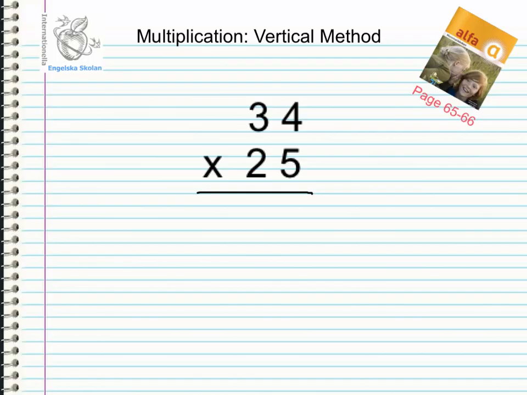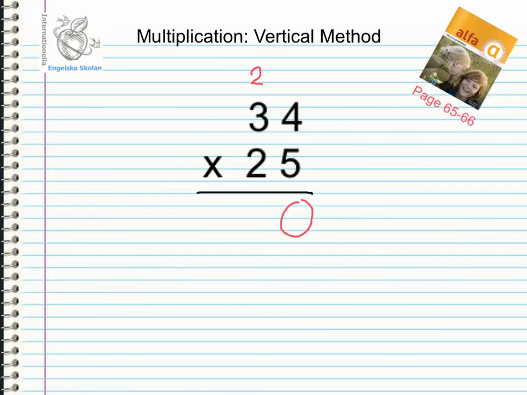So we're going to start with the unit times the unit. 5 times 4 equals 20. Now 20 has 0 ones, so we can put down 0 here. And I'm going to have to carry the two tens up to the next column. Worth remembering now that we have 2 extra 10s in that column.